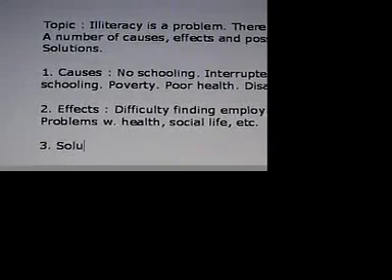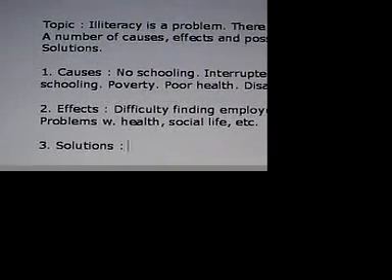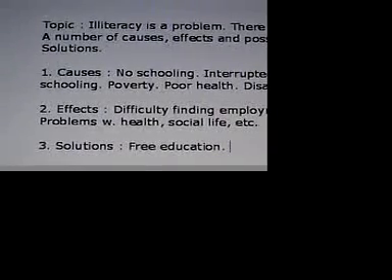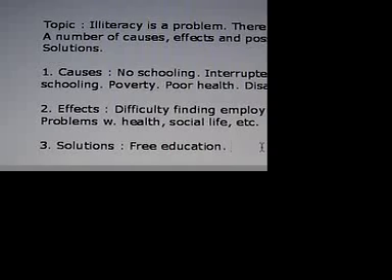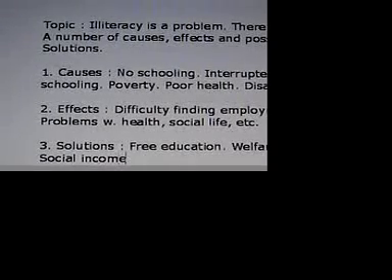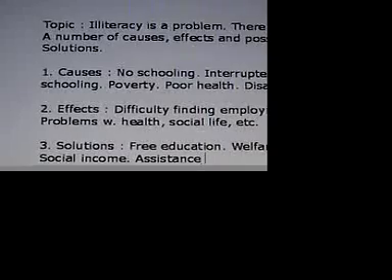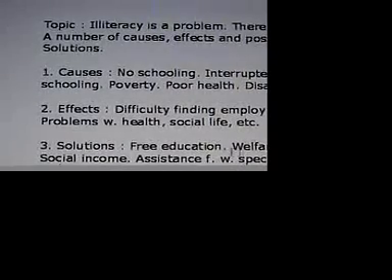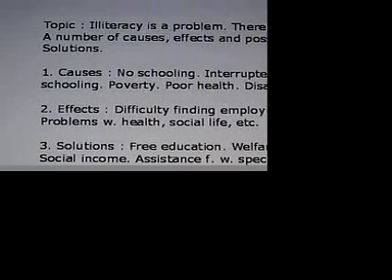Possible solutions: well, perhaps free education would solve the problem, then everyone could get schooling. Poverty, so providing some kind of welfare for the poor. Some sort of social income to poor people and some sort of assistance for people with special needs. And there's a very quick plan.